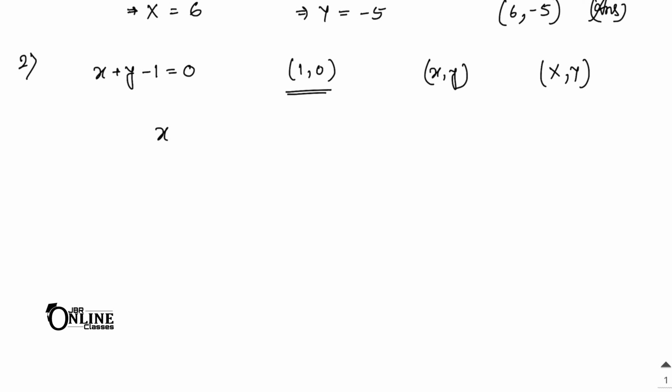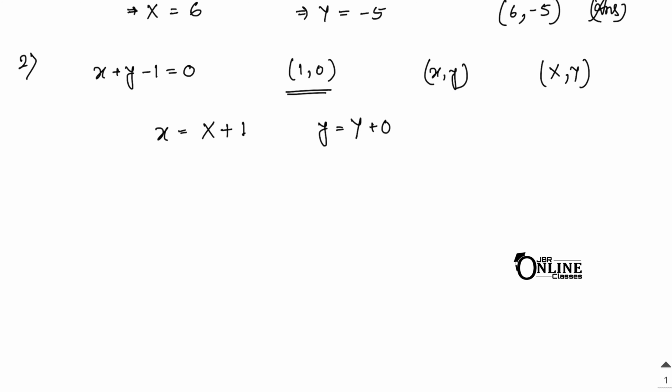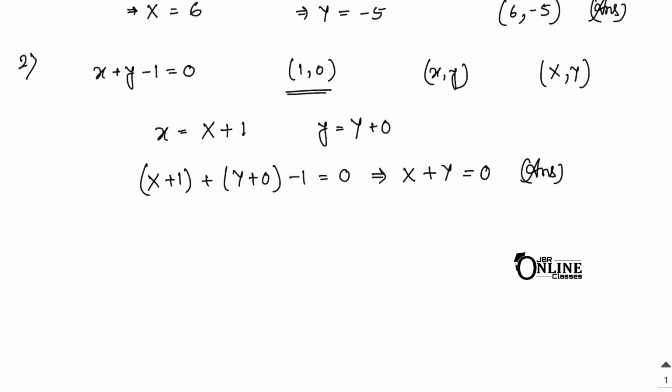So here small x equals capital X plus 1 and small y equals capital Y plus 0. So now substituting the values of x and y in the given equation, it will be capital X plus 1, then in place of y it's capital Y plus 0, minus 1, equals 0. So the 1s cancel out, and your final answer will be capital X plus capital Y equals 0. It's very easy.